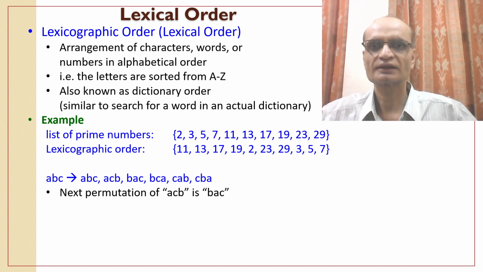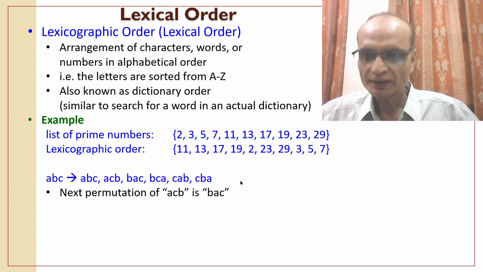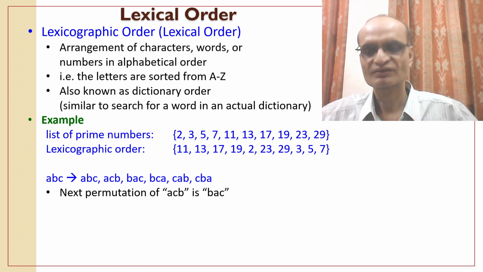So let's take a very simple example now. Let's say you have the characters ABC. We will create various permutations of ABC. The permutations of ABC are ABC, ACB, BAC, then BCA, CAB, CBA. Now, what can be the permutation which will come next for, say, ACB? Next to ACB will obviously be BAC.